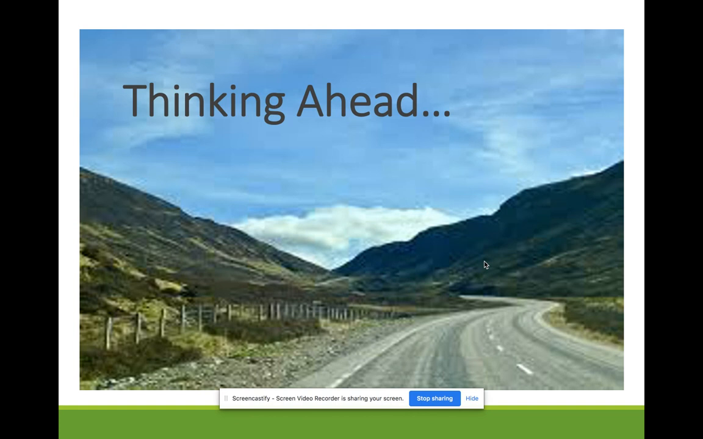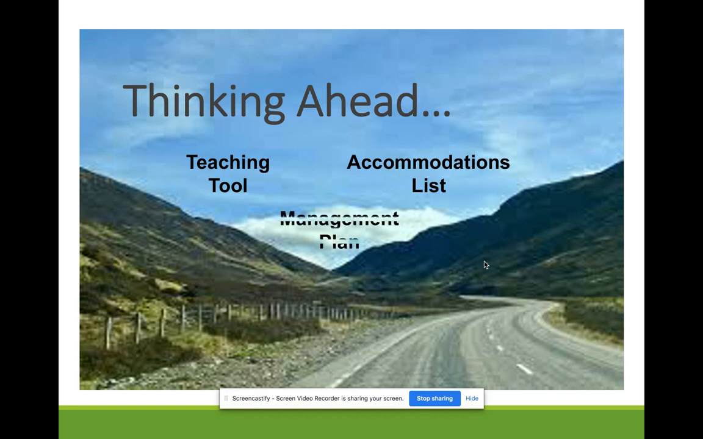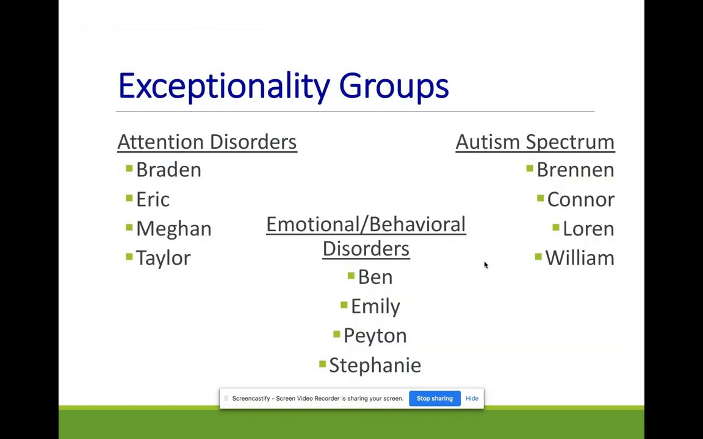So all of those are different strategies that are considered universal design for learning, and they're going to come in very handy in 3 different ways. They're going to come in handy in terms of the teaching tool that you are going to be creating for your exceptionality. They're also already listed as the first strategies on your accommodation list. And they're also going to be helpful if you want to talk about them in your management plan. So what are each of these 3 things? What's involved with each of them?